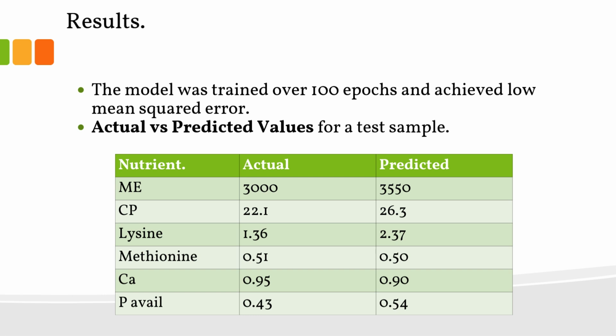Coming to the results, the model was trained over 100 epochs, and we achieved a very low mean squared error. But looking at a table of the actual values versus the predicted values, for example, the one shown here, for metabolizable energy the actual value was 3,000, but the predicted one from the model was 3,550. For crude protein, the actual was 22.1, but the predicted value was 26.3. Lysine was 1.3, and the predicted one was 2.37. So this calls for a little bit of adjustment of the model, fine tuning, to better the results.